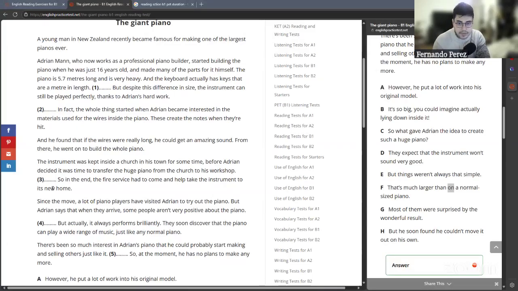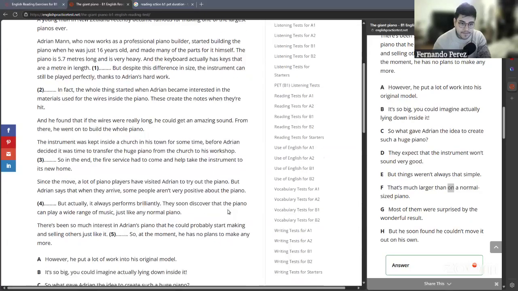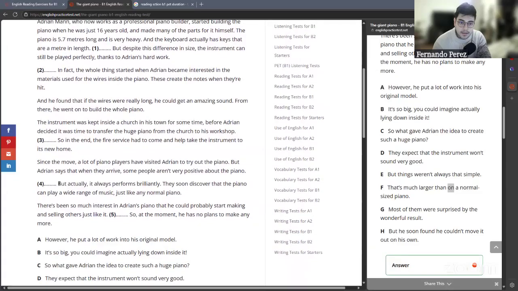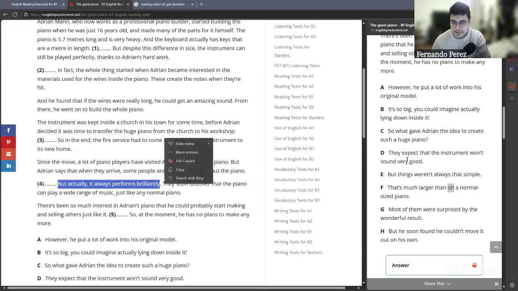Very good. And then we have number 4. Since the move, a lot of piano players have visited Adrian to try out the piano, but Adrian says that when they arrive, some people aren't very positive about the piano. But actually, it always performs brilliantly. This is easy. I am thinking about one answer. Let me check yours.